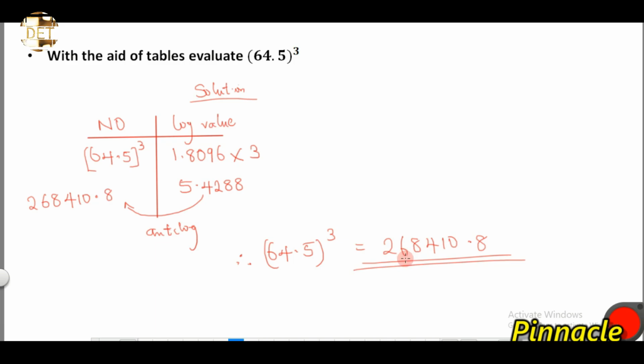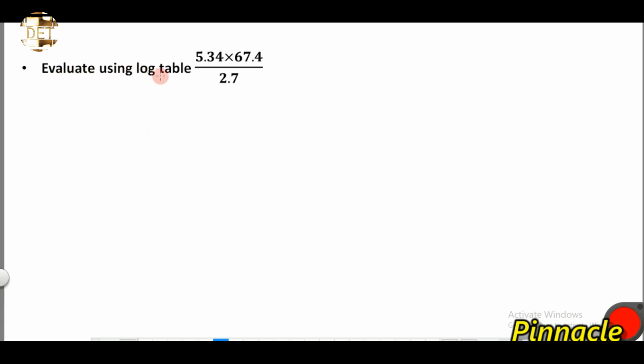So let's take the next question that we have here, which is evaluate using log table 5.34 times 67.4 divided by 2.7. This is quite straightforward as well. What I would want to do first is to draw out a table. On the left side of the table is my column for numbers, while here I have the column for the log values.